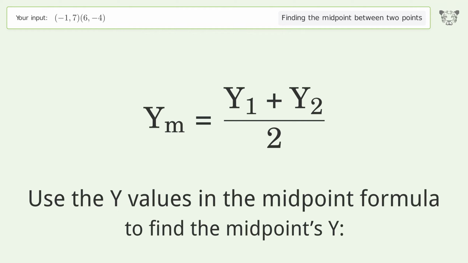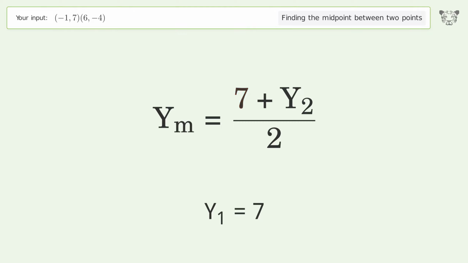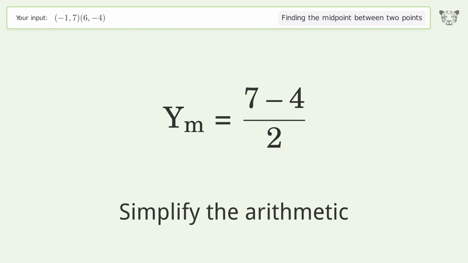Use the y values in the midpoint formula to find the midpoint's y. y1 equals 7. y2 equals -4. Simplify the arithmetic.